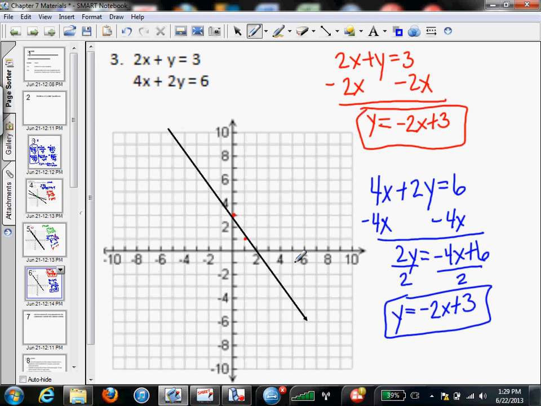The reason we got this is because we have infinitely many solutions, meaning one line was graphed. And if you look at the original equations, 2x plus y equals 3. If you were just to take this whole equation and multiply it by 2, you would get the bottom equation. 2 times 2x equals 4x. 2 times y is 2y. And finally, 2 times 3 is 6. So it's just a multiple of another equation is why you only have one line.